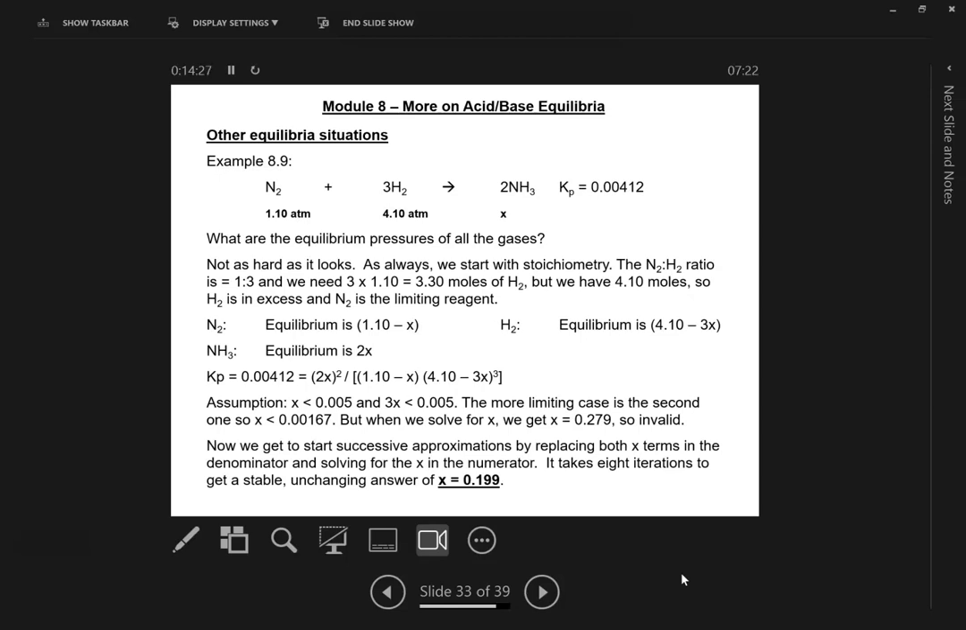So I can do these successive approximations, and I can do this 8 times, and when I do, I get the same thing as in the previous problem. X finally gets to an unchanging answer of 0.199. You could probably round that to 0.20. And that gives us our equilibrium concentrations.